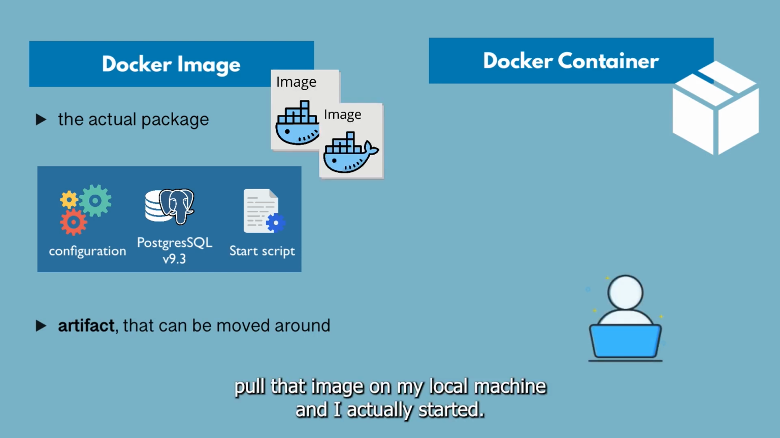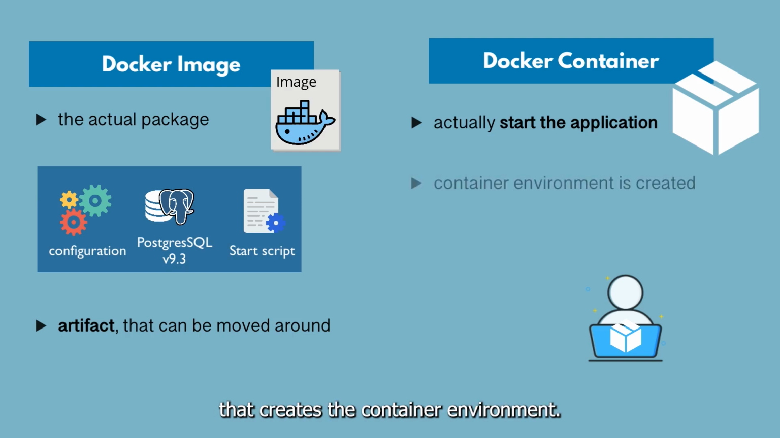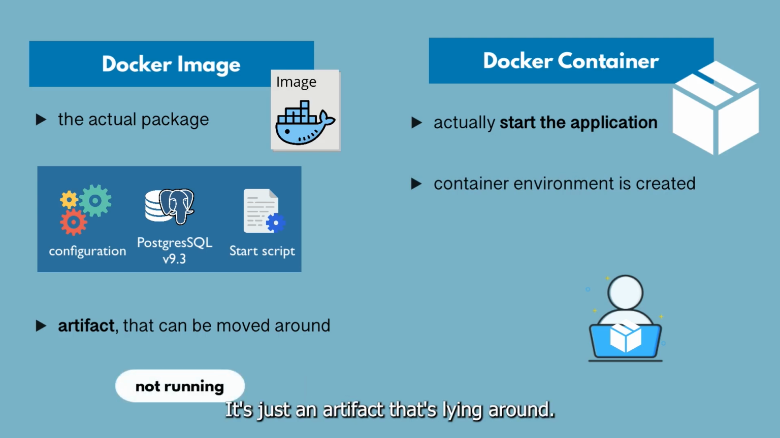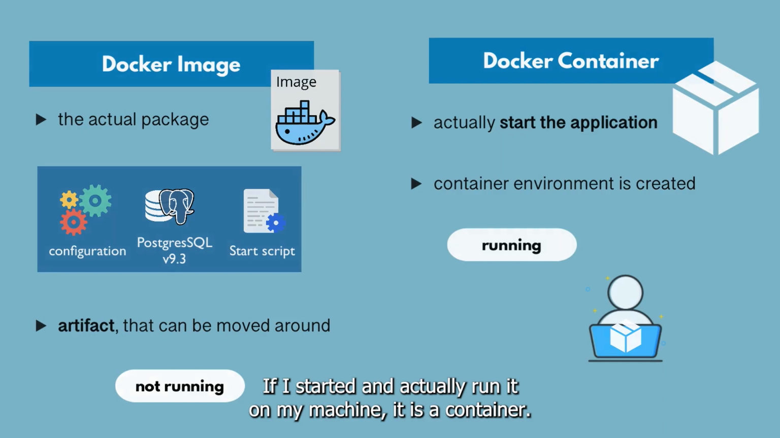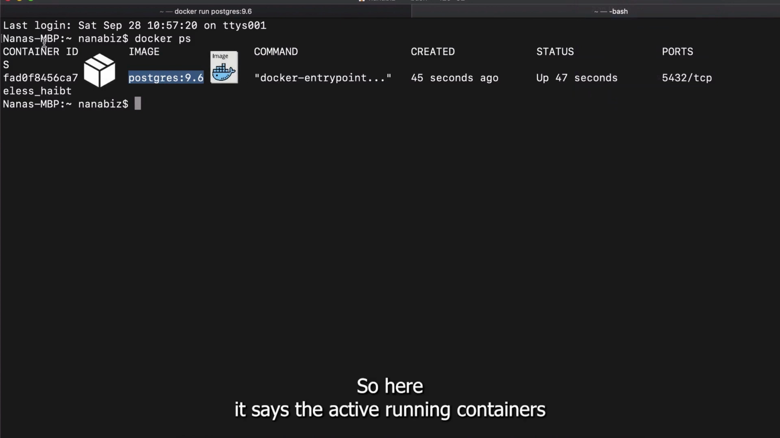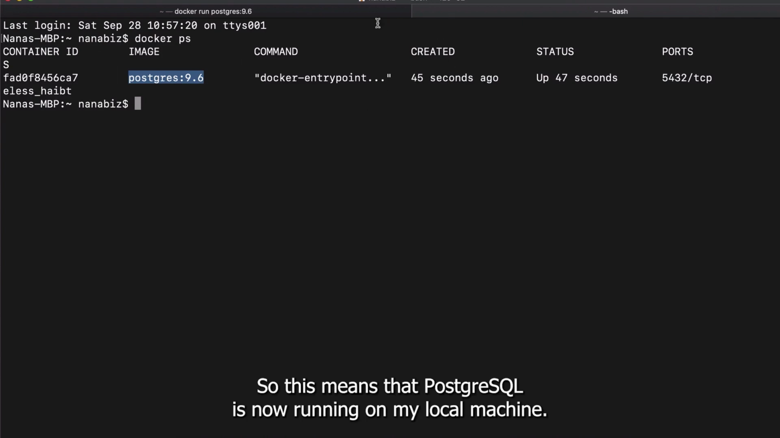Container is when I pull that image on my local machine and I actually start it. So the application inside starts. That creates the container environment. If it's not running, basically it's an image, it's just an artifact that's lying around. If I start it and actually run it on my machine, it is a container. So that is the distinction. Here it shows the active running containers with a container ID, the image that it's running from, some entry commands that it executed and some other status information.